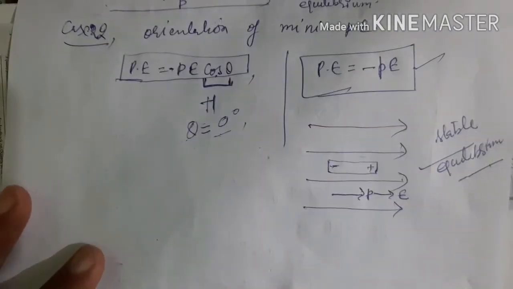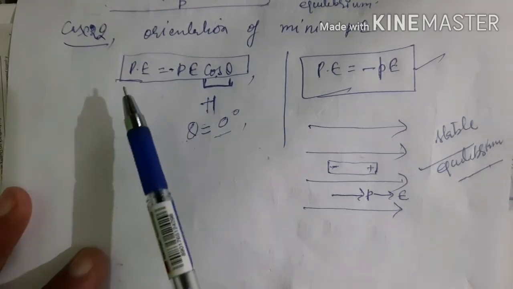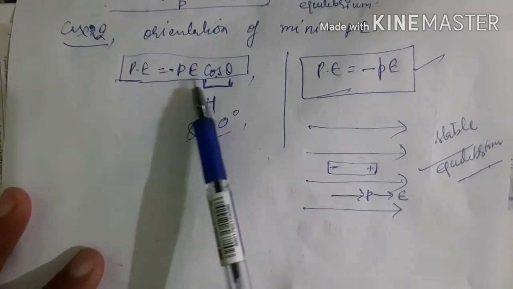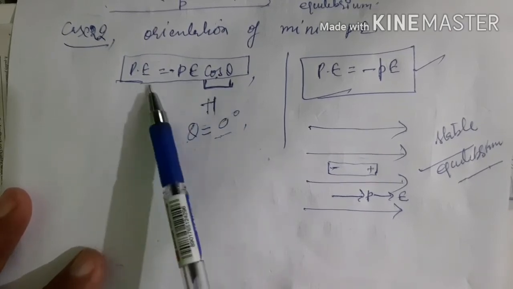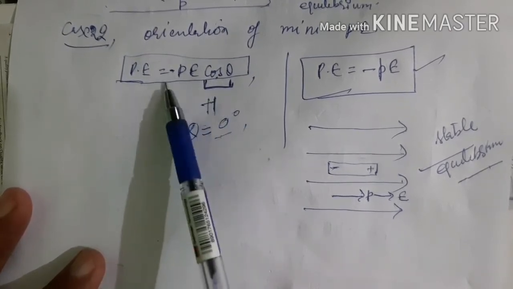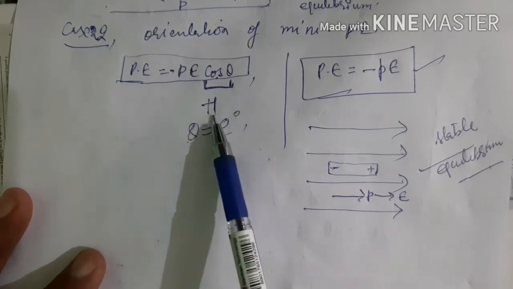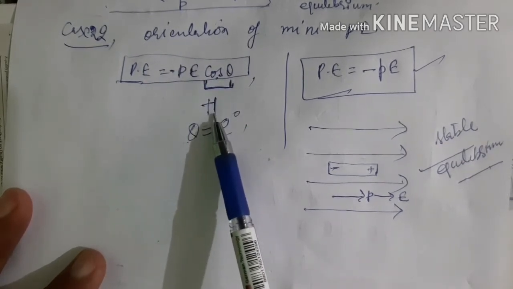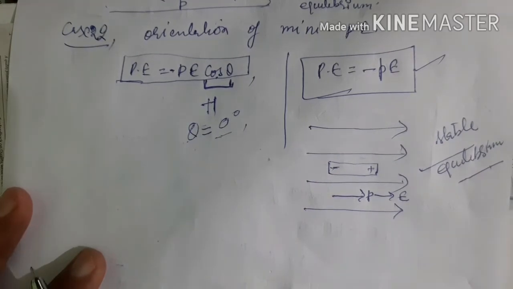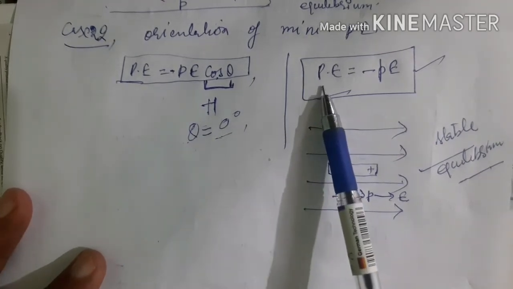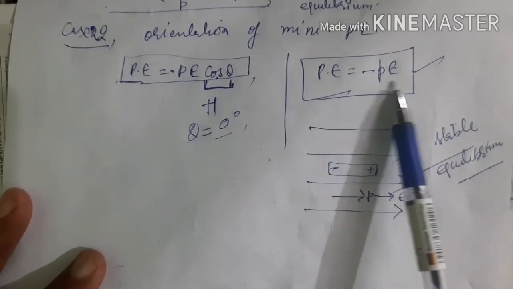Now in case 2, the orientation of a dipole for minimum potential energy. We know the potential energy is minus PE cos theta. This term is minimum when it is negative, so when cos theta is positive. Cos is positive, maximum, when theta is 0 degrees. So the minimum potential energy becomes minus PE.